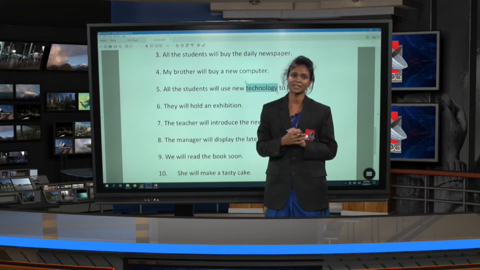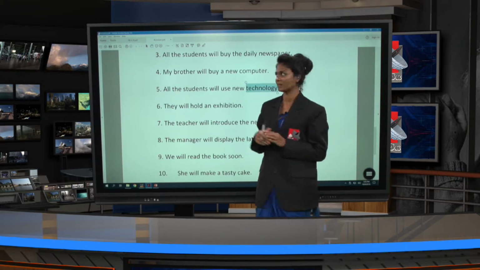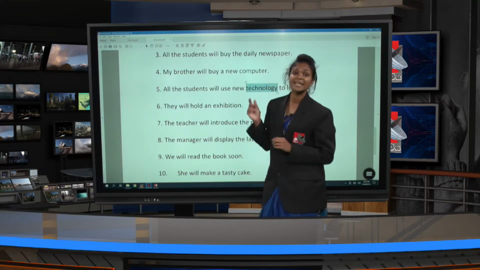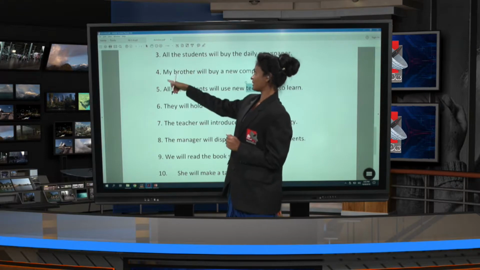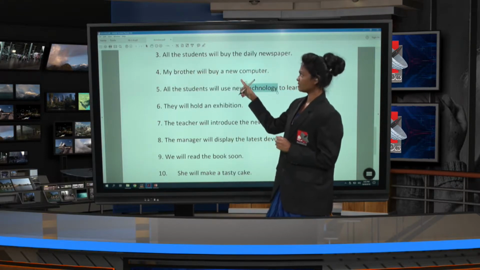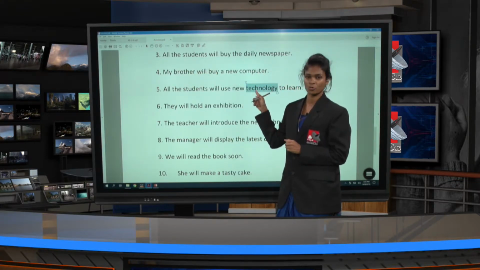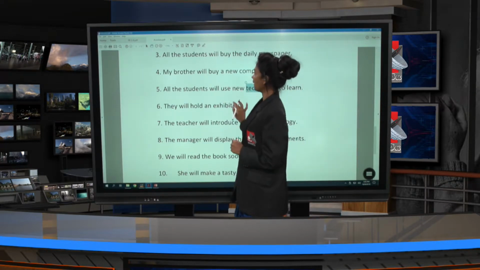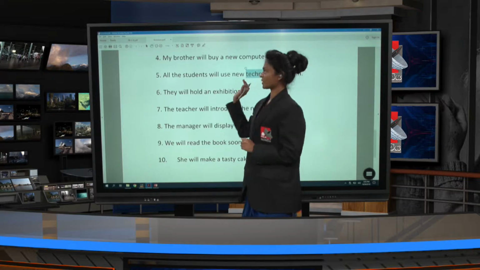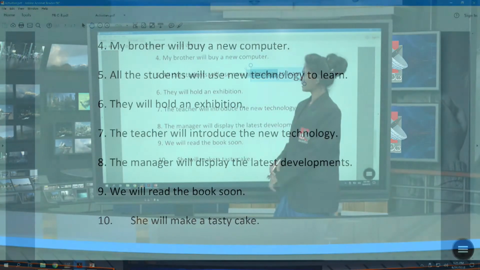What is the object here? Can you guess? Yeah, I think that is the daily newspaper. Then T should be capital if you are going to write it. The daily newspaper will be bought, B-O-U-G-H-T, bought. Then fourth one, we will move to the fourth one, right?